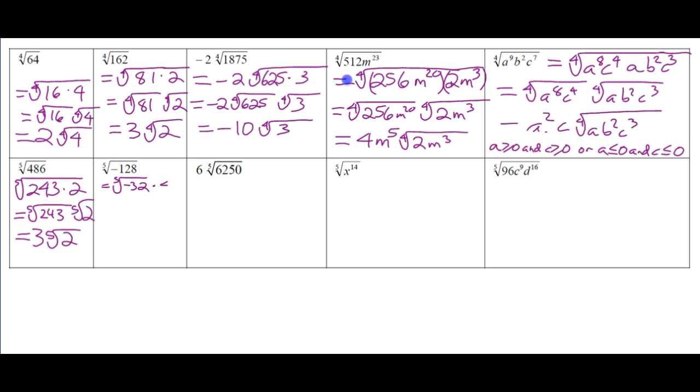So fifth root, negative 32 times 4. Okay, if there's a negative under the radical sign, and then it has to be a third, fifth, seventh, whatever root, we're going to pull that negative out front by putting the negative with the perfect fifth. Fifth root 4, which is negative 2 times the fifth root of 4.